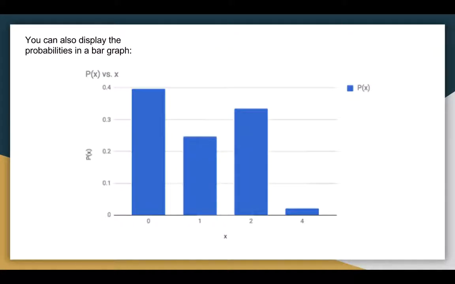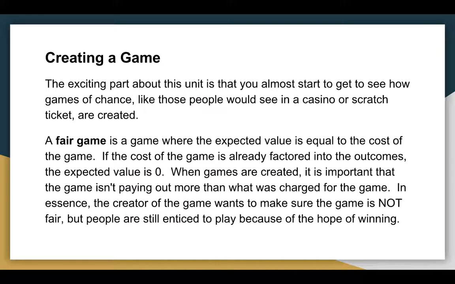Again, we can always display things in a bar graph so you can see the unlikelihood of 4 and the likelihood of 0, 1, and 2. When you're creating a game, what you're asked to do is actually not create a fair game. A fair game is where the expected value is 0, so the cost of the game is equal to the amount that the player expects to win. But the nice part about this unit is that we can get on the inside, where we're actually building these gambling games, these scratch tickets, so that you can see how gambling works and begin to understand just how complex games can be built.